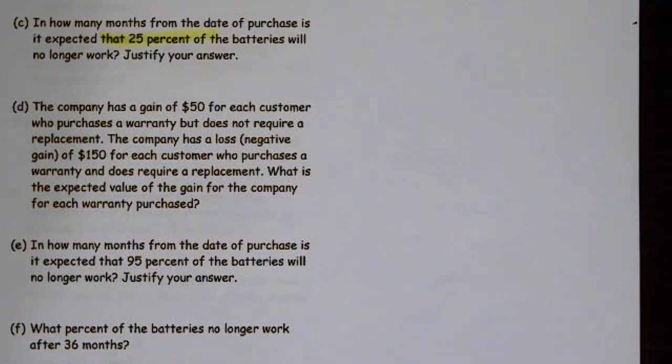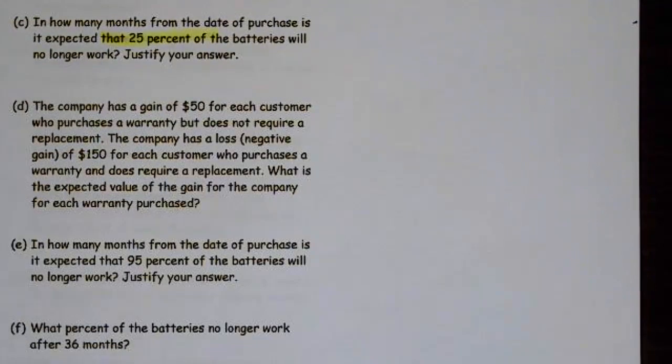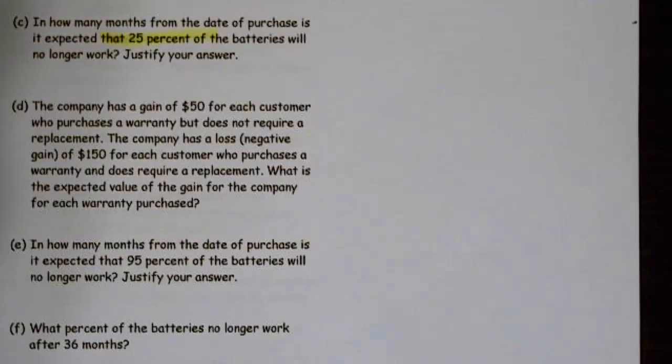The company has a gain of $50 for each customer who purchases a warranty but does not require a replacement. The company has a loss, a negative gain, of $150 for who purchases a warranty and uses it. So if I purchase it and don't use it, the company makes $50. If they do use it, then the company loses $150. So what is the expected value of the gain for the company for each warranty purchase, right? So I'm going to pause this for just a moment and I'll come right back.